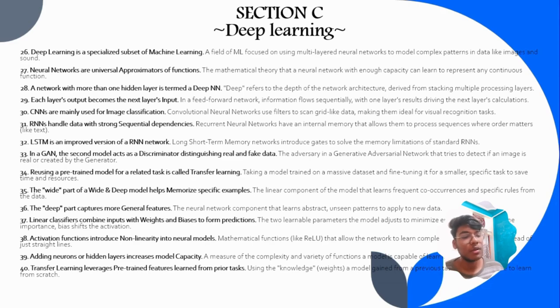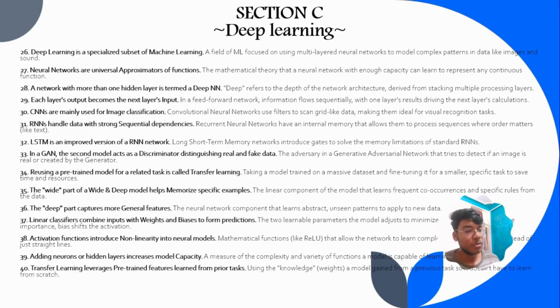So the wide part of a wide and deep model helps memorize a specific example. Question 36: what if you want to recommend something new? Just memorizing the past isn't enough, right? What if some person wants to buy new alloy wheels for their car from another retail store, but not from the showroom? So it's their choice, right? So what if you want to recommend something new? Just memorizing the past isn't enough.